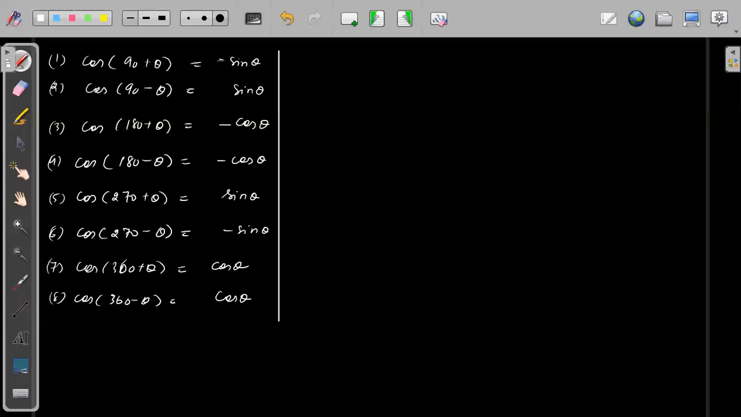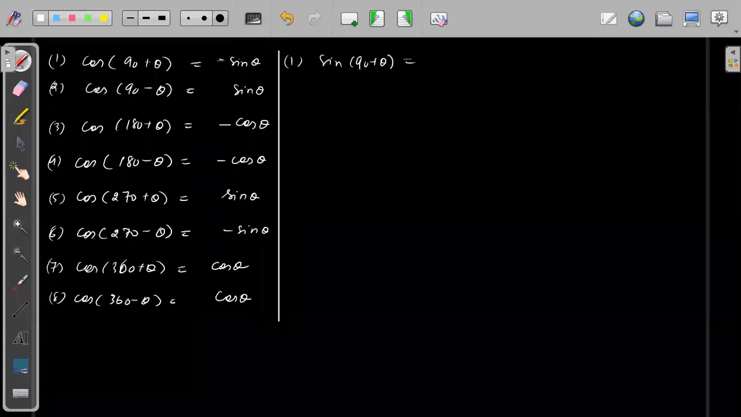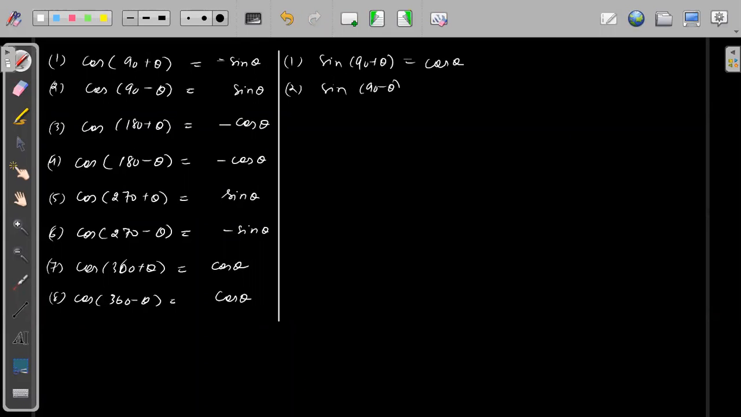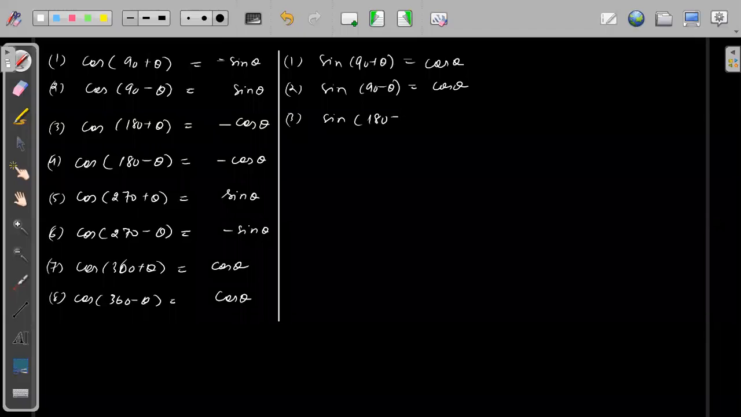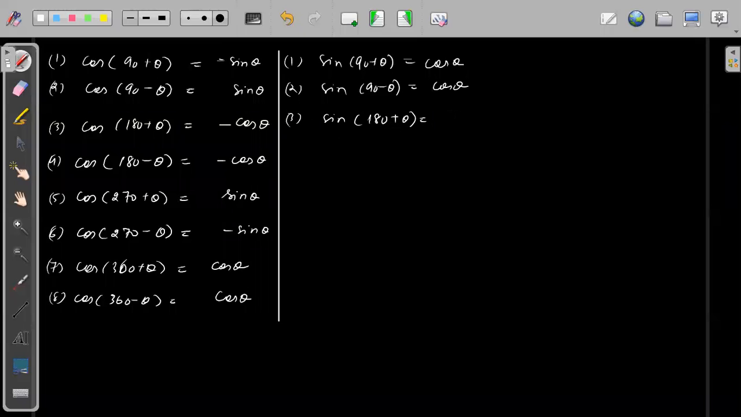So let's see for sine. I will write very quickly. First, sine of 90 plus theta. What is sine of 90 plus theta? Cos theta. Very good. Second, sine of 90 minus theta. Cos theta. Third, sine of 180 plus theta. Minus of sin theta, very good.